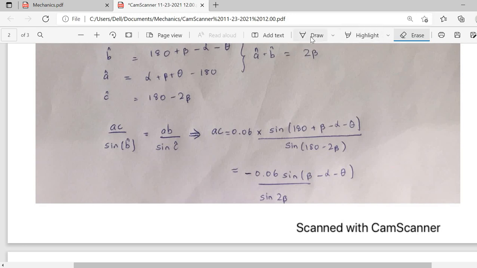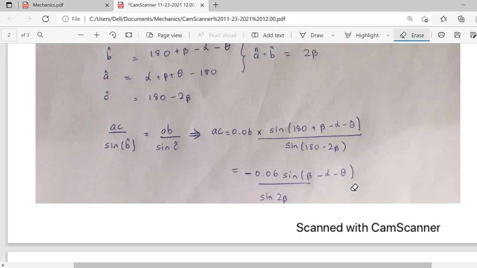By using the sine rule we can directly find the length of this AC. So this is the simple method. After that, this is the equation. The next thing is, the actual question is we need to plot the graph between this theta and the velocity of C. So this would be the velocity of C, which is equal to AC. This would be the velocity of C.